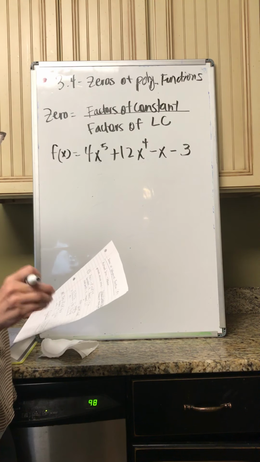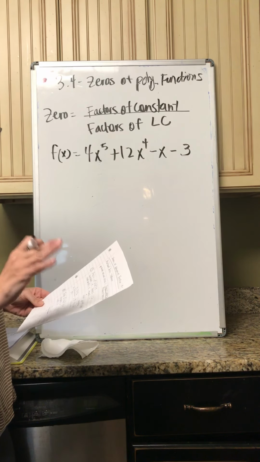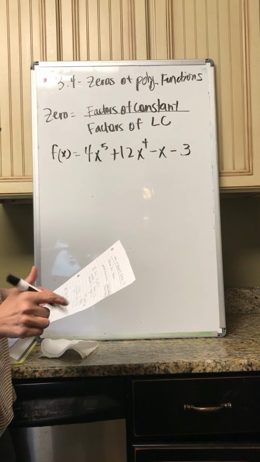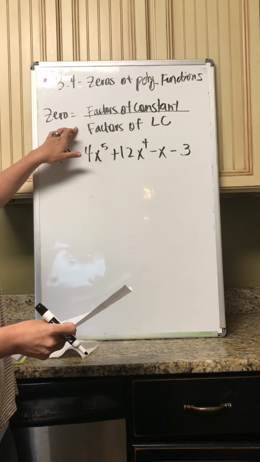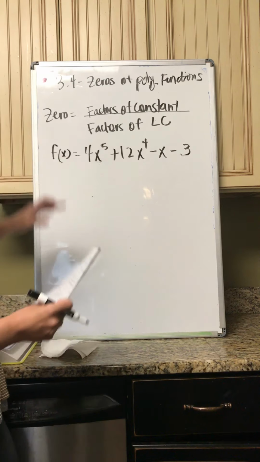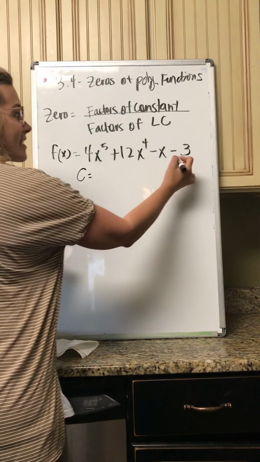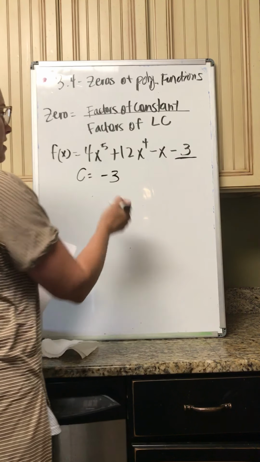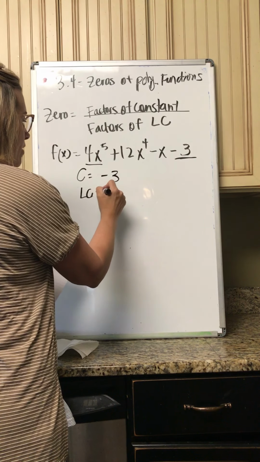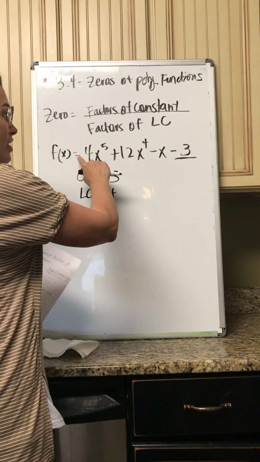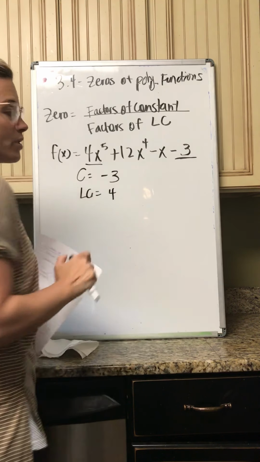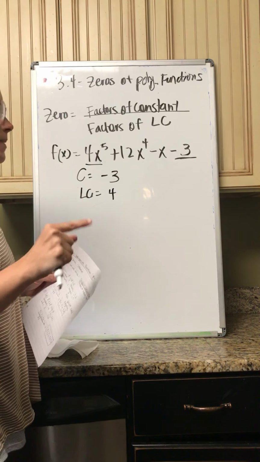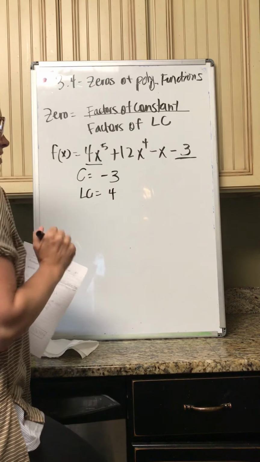The rational zero theorem states that your possible rational zeros are your factors of your constant divided by the factors of your leading coefficient. Your constant is going to be the number at the end. It really doesn't matter about the sign, you just need the number. And your leading coefficient is, once your problem is put in standard form by exponents in descending order, the number that's with the highest power.